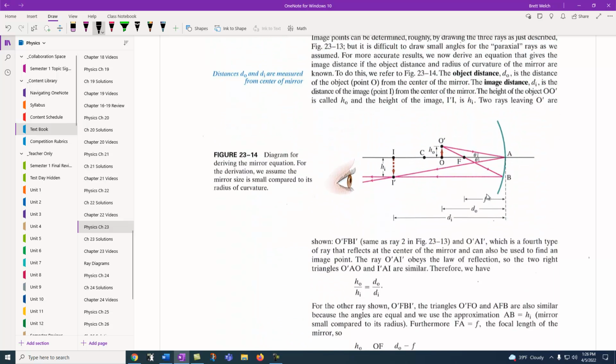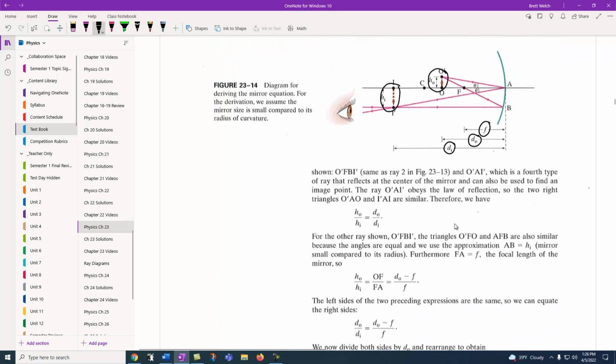If we want to make a prediction about things like how tall or how far away is the image, what's its image distance compared to where it was before, where's its actual location, or how big is it? Is it bigger or is it smaller? There are these different measurements we can take. The height of the object would be called HO. The height of the image would be called HI. F is our focal length. DO is the object distance. And DI is the image distance from the lens to the image.